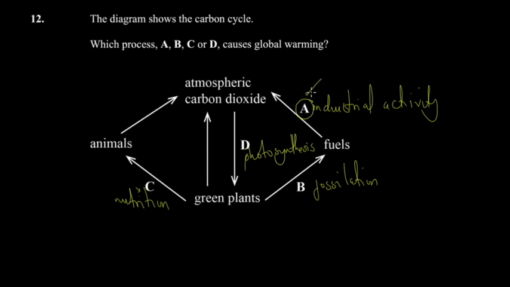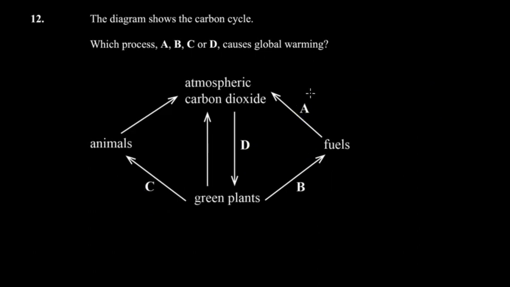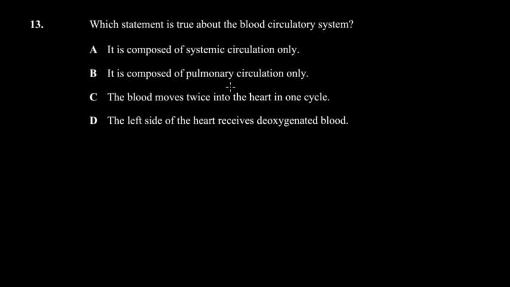Carbon dioxide is not the only greenhouse gas. There are also others, I think even water vapor is also a greenhouse gas. But when you burn fuel, you're producing carbon dioxide, which is a greenhouse gas. So let's quickly move to question 13. It says which statement about the blood circulatory system is true?